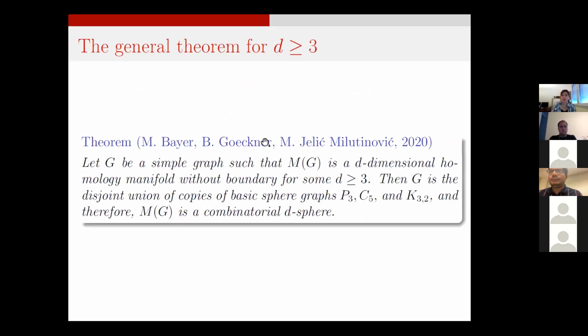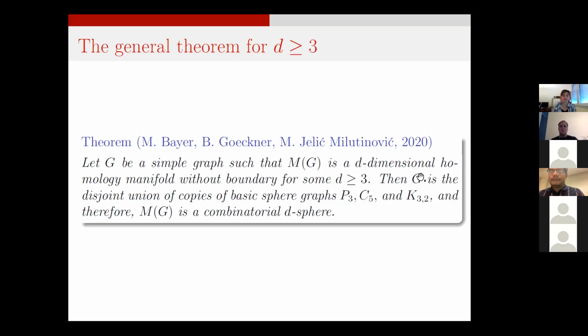And this is the general theorem. So what did we prove? Well, this is important, so I'm just going to state it briefly. We have a simple graph G, and we know that M of G is a D-dimensional homology manifold. I emphasize here, without boundary.